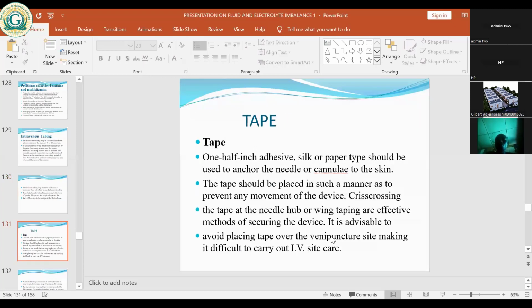Let us look at the tapes. The tapes that we use, that you people call plaster. So they call it tape. Sometimes it comes in 1.5 inch adhesive. Silk or paper type should be used to anchor the needle or cannula to the skin. Some people react to the adhesives or the plaster, others don't. If the person reacts to the plaster, use the paper type to anchor the cannula to the skin.